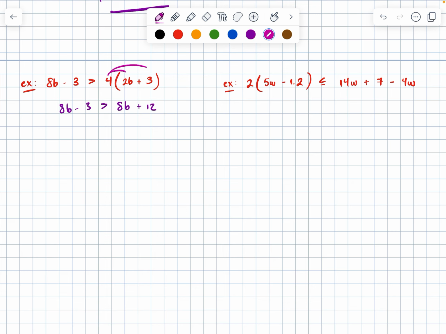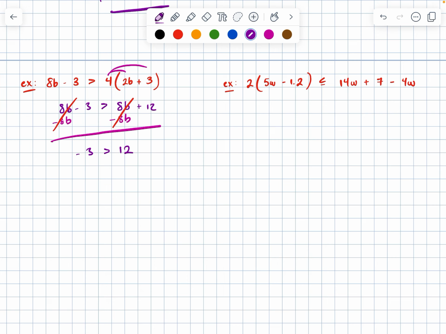Well, issue, same as before, I've got b's on both sides. I want to get rid of 8b. I'm not going to act like I don't know what's going to happen here. 8b minus 8b, as much as you love my acting, it's going to cancel out on both sides. So I've got negative 3 left over on the left, greater than 12 on the right.